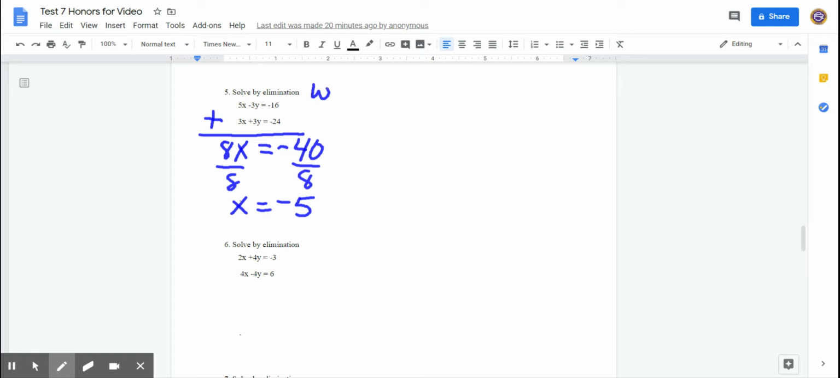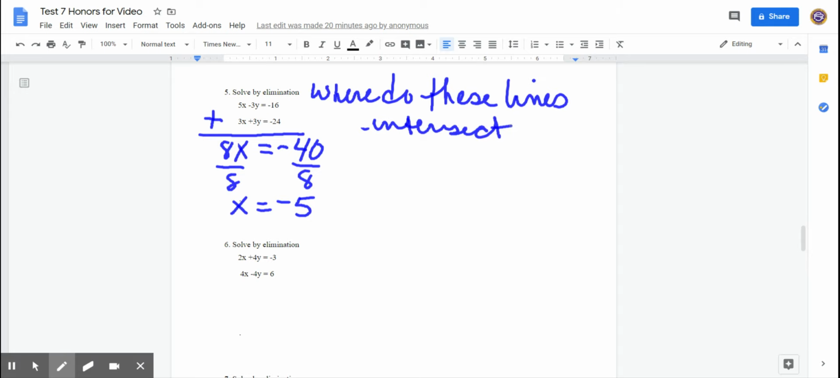Okay? Where do these lines intersect? That's what you're finding out. Well, where do they intersect? They intersect at an ordered pair. Well, you found x. Therefore, we need to find y. So we take what we know, and we know x is -5, and we go back to the original equations, and we choose one of them.